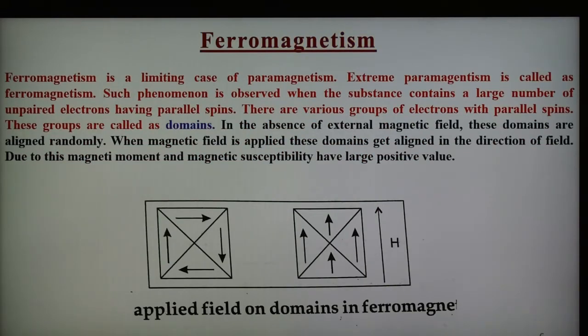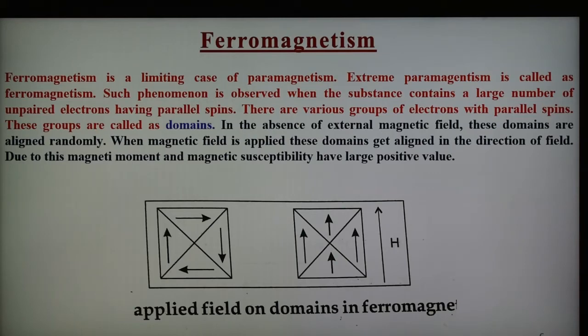The third important term is ferromagnetism. And what is ferromagnetism? We can say that ferromagnetism is nothing but the extreme case of paramagnetism, and these contain a large number of unpaired electrons. So ferromagnetism is a limiting case of paramagnetism, and extreme paramagnetism is called ferromagnetism.